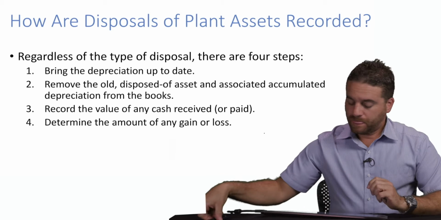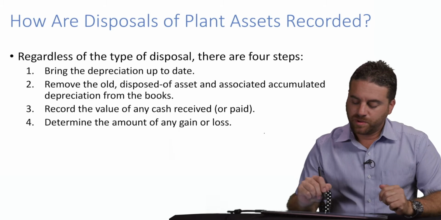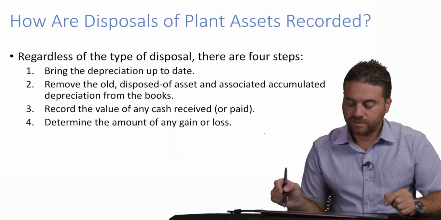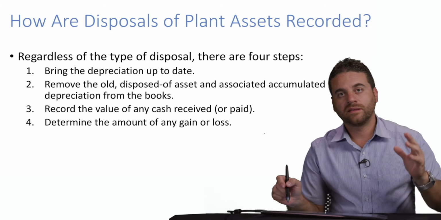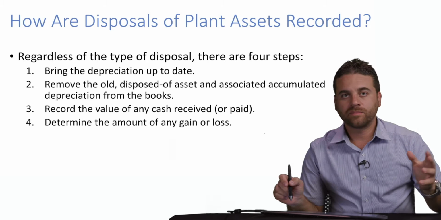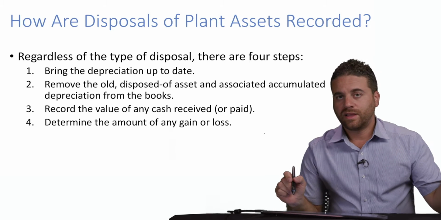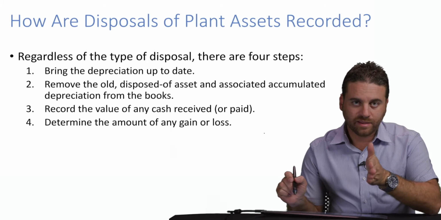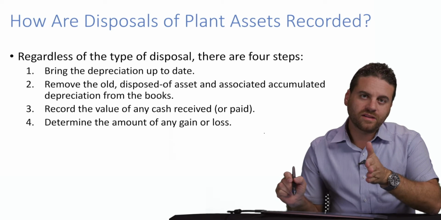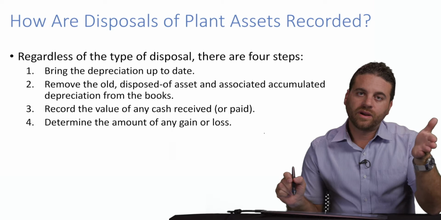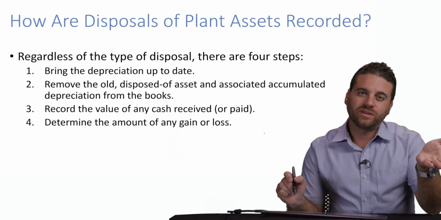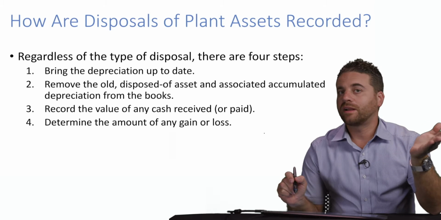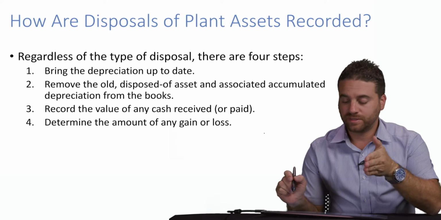Okay, so regardless of the type of disposal, there are 4 steps. Number 1: bring the depreciation up to date. If I'm selling it in July, August, September, whatever, I have to record a journal entry to bring the depreciation up to that date first, because that's how I bring the amount in my accumulated depreciation up to date, and that's how I figure out my book value up to date as well.